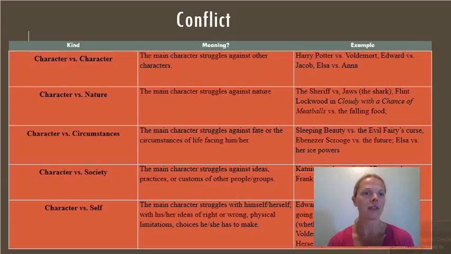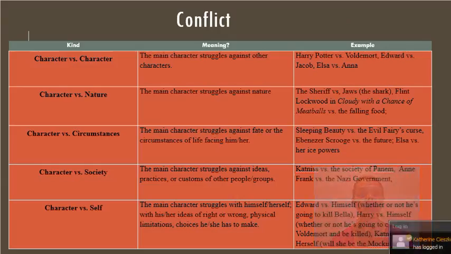Now, what do I do with this conflict in that story? I identified my favorite movie and the conflict in it. I want to now characterize that type of conflict. So there are 5 types of conflict, and they're on the left column here, 5 different types of conflict. There's character versus character, character versus nature, character versus circumstances, character versus society, and character versus self. I'm going to walk through each of those with you and give you an example.